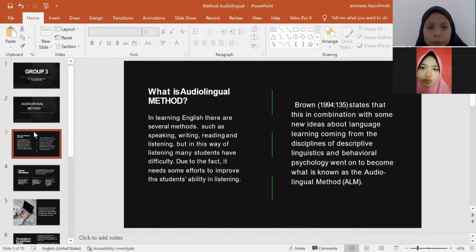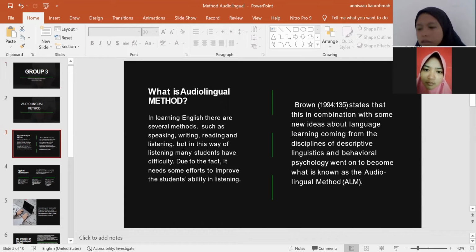What is the audiolingual method? In learning English, there are several skills, such as speaking, writing, reading, and listening. In listening, many students have difficulty, due to the fact that it needs some effort to improve the student's ability in listening.